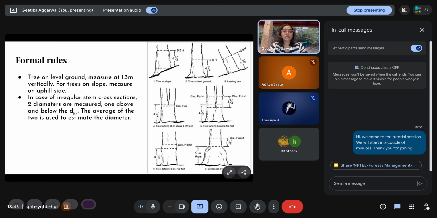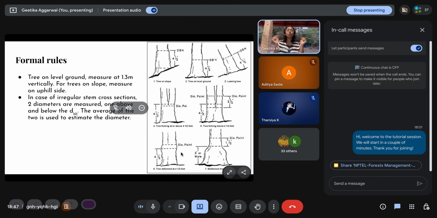Anyway, the next point is in case of an irregular cross section. If the tree stem has an irregular cross section, then you should measure two diameters, one above and one below the DBH. The average of the two should be used to estimate the diameter. For example, if you have a protuberance here, you should take one measure above the protuberance and one below it, and then average the two to get the estimate of the diameter.